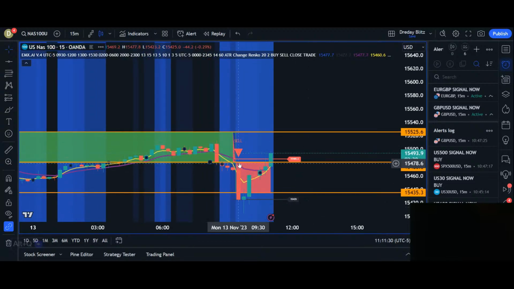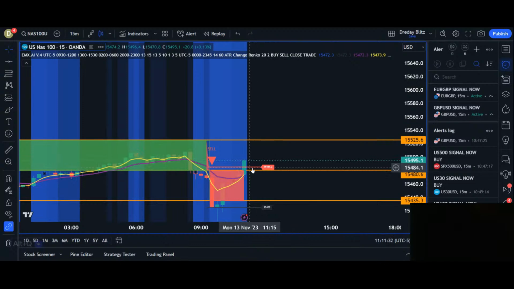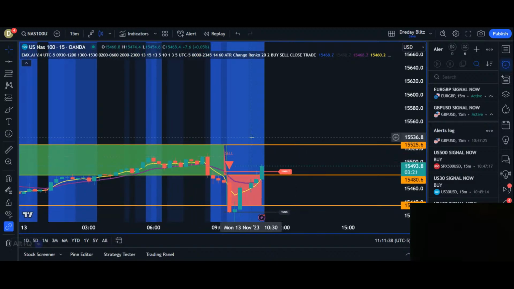So if you were in that sell, maybe think of closing out your trade. You could wait until you touch your stop loss, but it never will touch your stop, because you're going to receive a notification saying that the trend will switch.